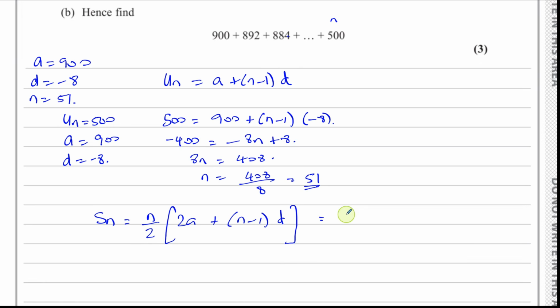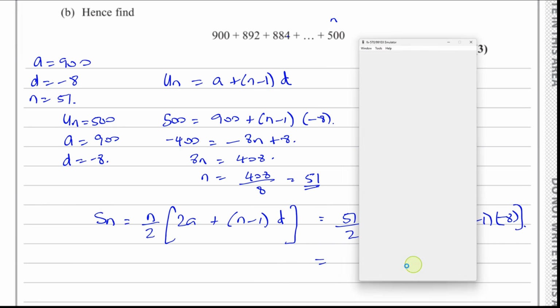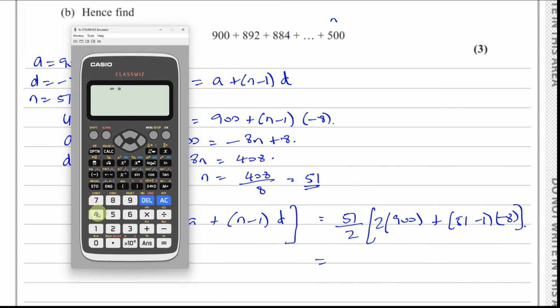So that's going to be n, which is 51 over 2, times 2 times 900, okay, plus n minus 1, so it's going to be 51 minus 1 times -8. Careful of the minus signs here. So you can just stick this all in your calculator and get the answer. So you're going to have 51 over 2 times 2 times 900 plus 50 basically times -8.